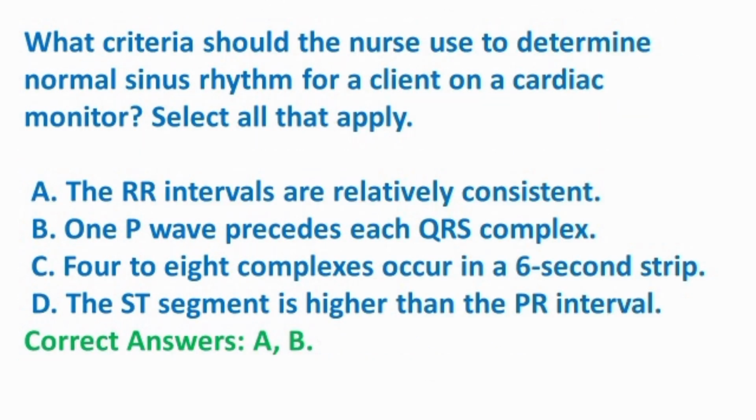The next question is, what criteria should the nurse use to determine normal sinus rhythm for a client on the cardiac monitor? Select all that apply. The options are A. The RR intervals are relatively consistent. B. One P wave precedes each QRS complex. C. 4 to 8 complexes occur in a 6-second strip. D. The ST segment is higher than the PR interval. The correct answer is A and B.